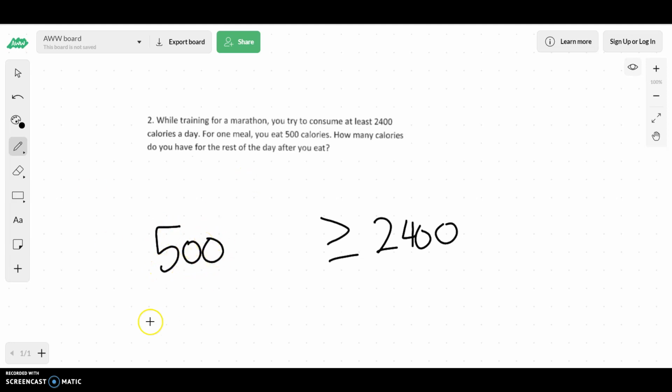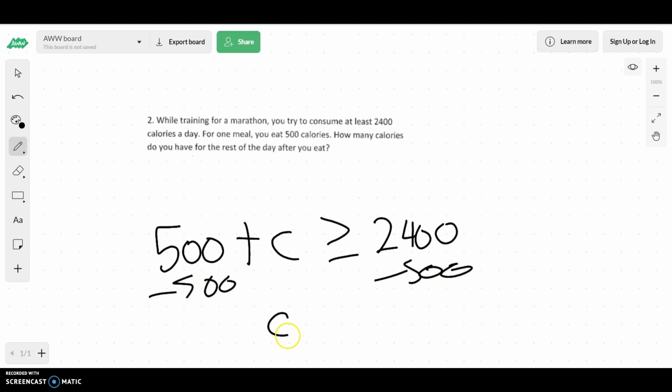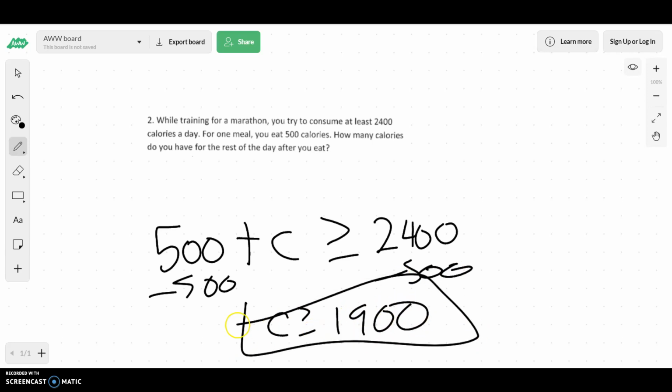Well, if I get to eat 500 calories, that means for one meal I ate 500, but then I can eat some more calories. So we'll say the plus C, like I'm going to have 500 plus some other more calories. And then they ask, how many calories do you have to eat for the rest of the day? We'd want to subtract 500 and say that C is greater than 1,900. So I would need to eat this or bigger than 1,900 calories. So that's that first equation we wrote, and that's the second answer for it.